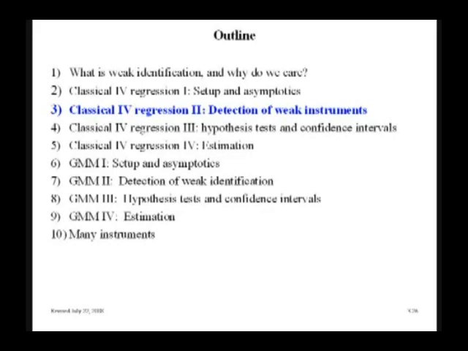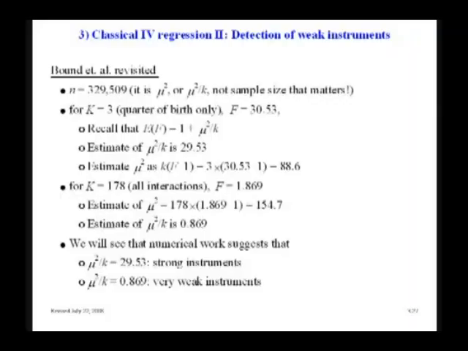Detection of weak instruments should actually be, in some sense, really easy in the IV regression model. If every data set came with mu squared, like at the top of the Excel spreadsheet, it had mu squared equals, then you would just know how big mu squared is. And then it would just be a matter of doing some simulations with that value of mu squared. And then you could decide, is this instrument weak or strong?